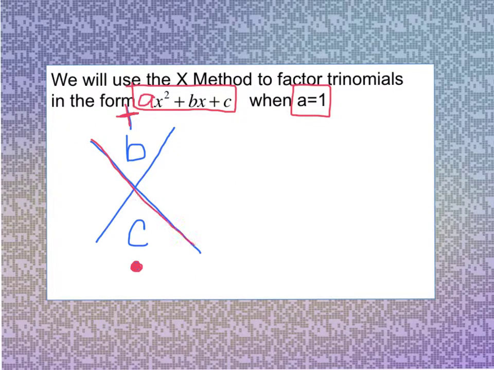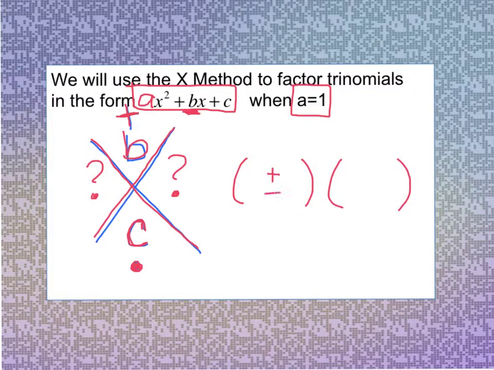We practice using some x's in class right before this lesson is due. Up top is what you're going to add to, and remember that's always the middle term. Remember the last example that we just went through. And then what we're going to multiply to is always the constant or last term. And so what's going to go here on either side are factors of c, but their sum is b. And this is going to help us to put it into factor form. It's going to look like this once we're done. Plus or minus will go in the middle. Your variable will go here. And then what goes here would be those question marks from your x method.